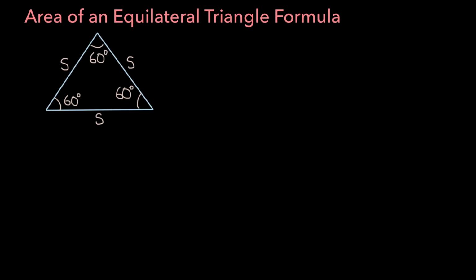Now let's get to the formula derivation. The area of a triangle is always equal to the following formula: 1/2 base times height. Now if we try to apply this formula to our triangle, you'll notice that B, the base, is equal to S, our side length, and H, the height of our triangle, is the one unknown. So if we determine what H is, then we'll have a general formula for the area of an equilateral triangle.